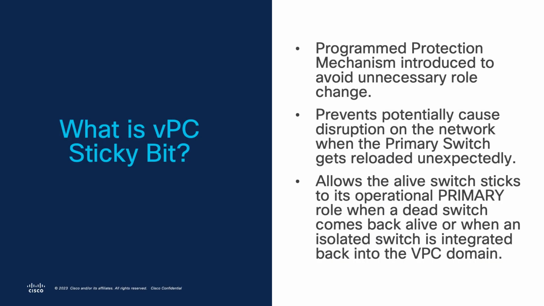In this video, I show you the functionality of vPC sticky bit in vPC deployments on any Nexus switches series with NX-OS. What is vPC sticky bit? vPC sticky bit is a protection mechanism introduced to avoid unnecessary role change, which will potentially cause disruption on the network when the primary switch gets reloaded unexpectedly. vPC sticky bit allows the live switch to stick to its operational primary role when the dead switch comes back live or when an isolated switch is integrated back into the vPC domain.